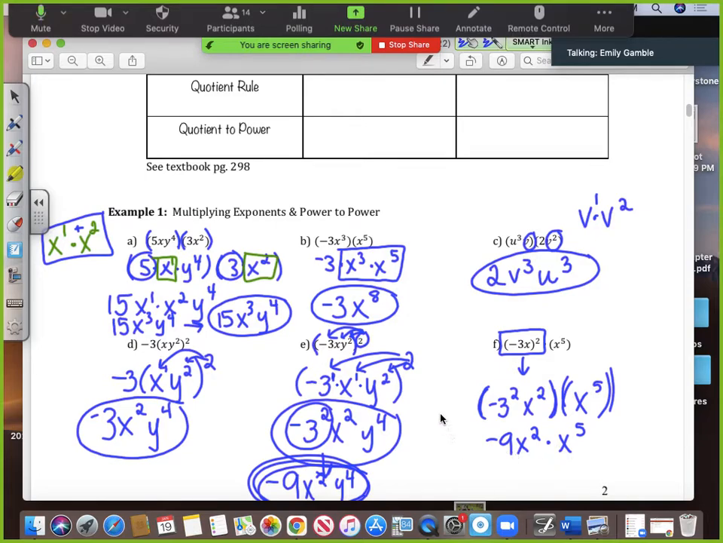We can simplify this further. Since we have two numbers that have the same base, I'm talking about x squared and x to the 5th, I can combine these together using the product rule. The negative 9 stays where it is, but x to the 2nd power times x to the 5th power. This is where it gets very confusing.